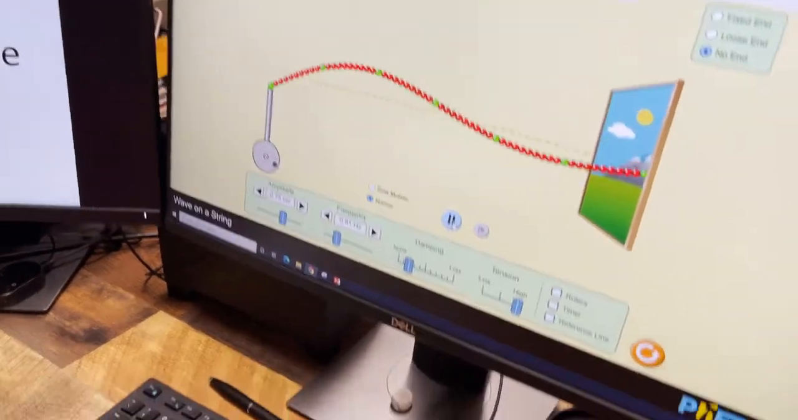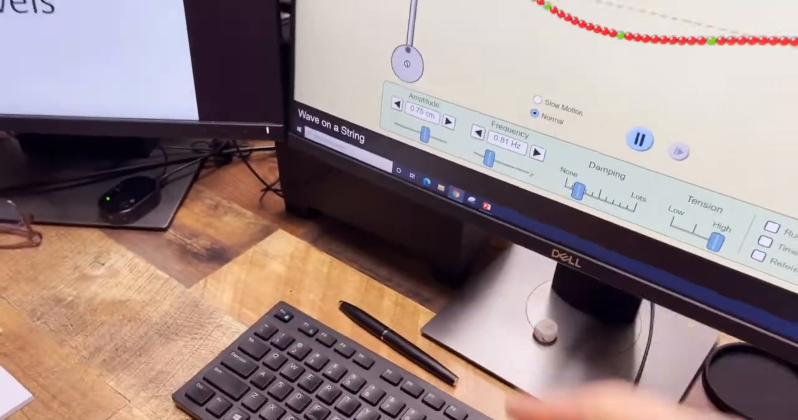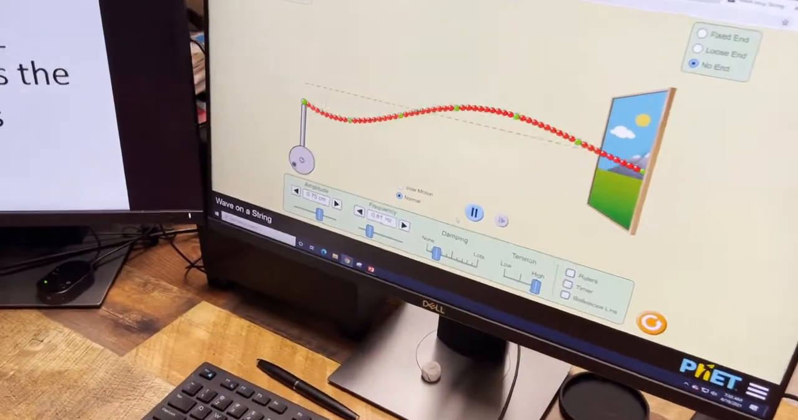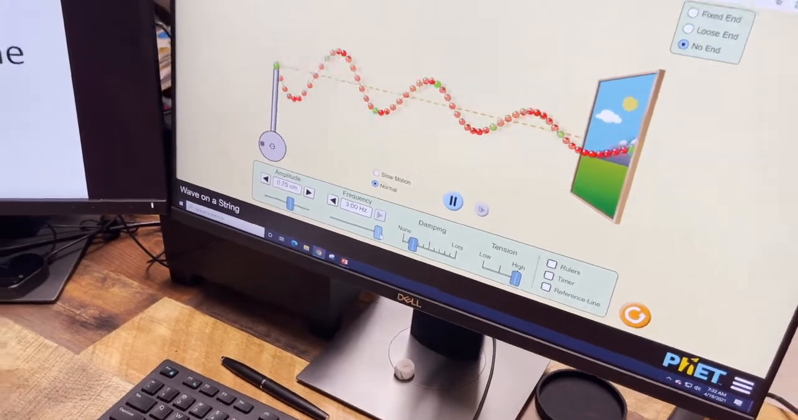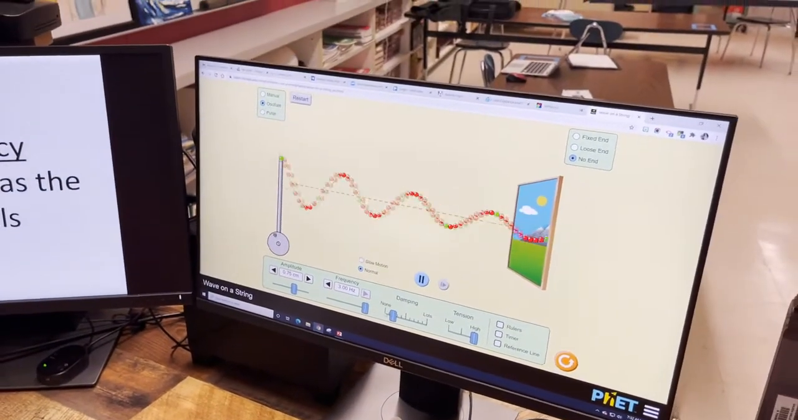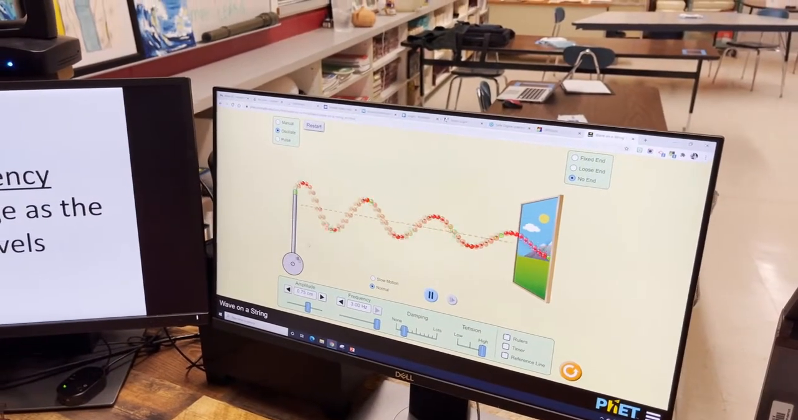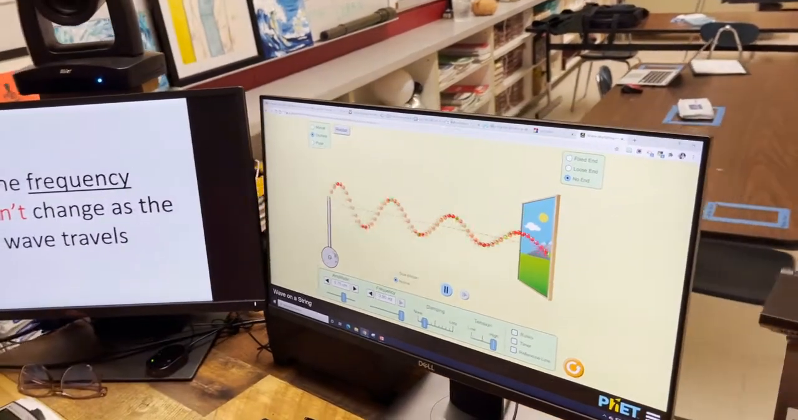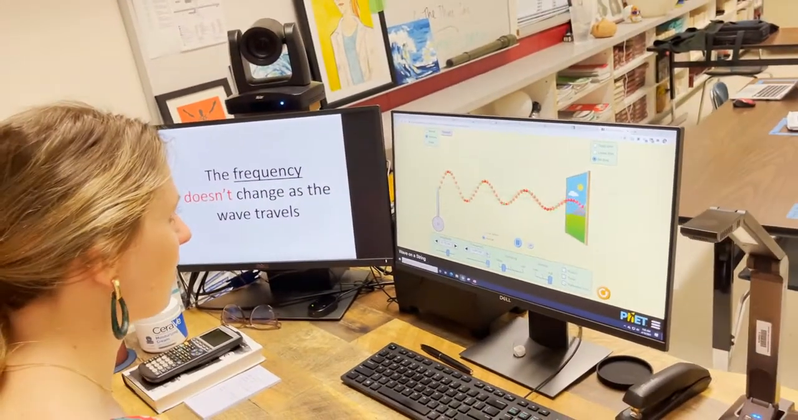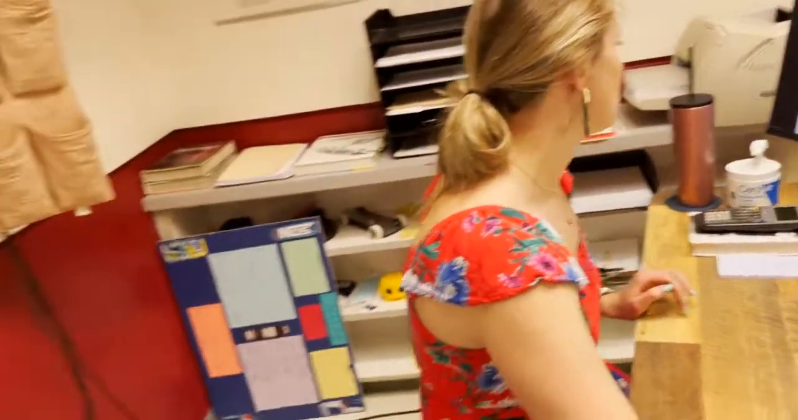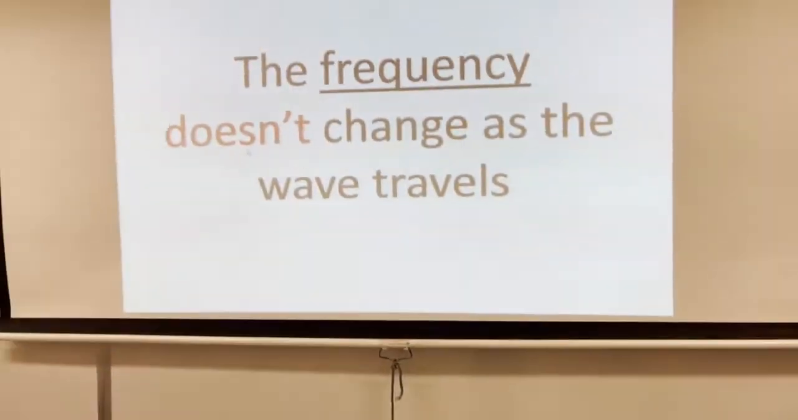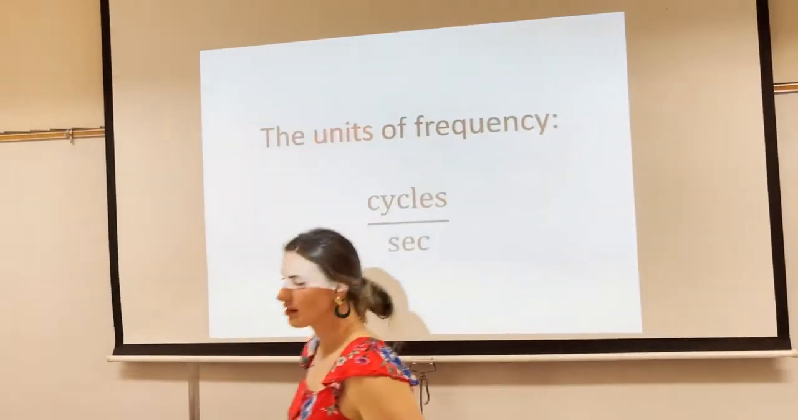Okay. And what does frequency say? Well, we'll ignore the numbers. It says 0.81 there. Go to the other end. 0.81, and this is three. So think about those claps. The frequency produces different looking waves. Okay, I'm going to pause that right there. On to my next one. So the frequency doesn't change as the wave travels.